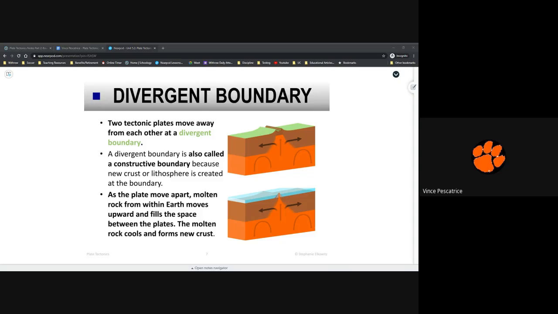When they move past each other back and forth, that means neither one is going underneath the other one or apart from the other one. They're just bumping past each other. These ones are the ones that cause a lot of earthquakes. They're often found between two convergent or two divergent boundaries.